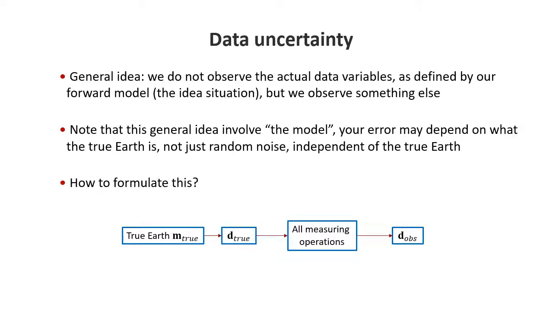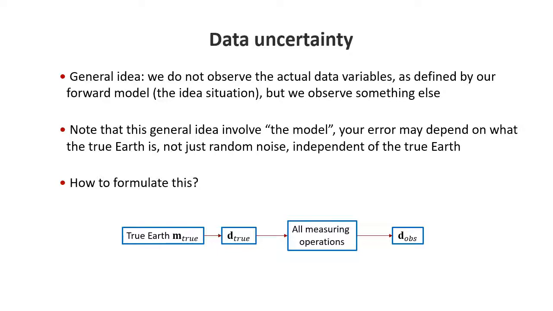So let's talk about data uncertainty. What's the general idea here? The general idea is that we do not actually observe the data variables. What we observe is something else, and so there has to be a formulation of this problem. What is typically done is that we have a simple error model. We say that our observation is basically some data plus some error. That error term uses some error variance, but that's just one particular simplification of that. So how do you formulate this problem?